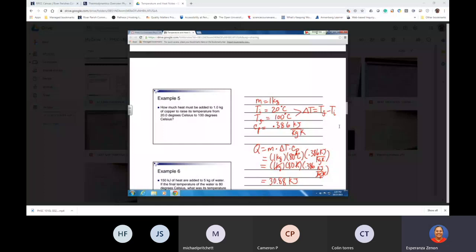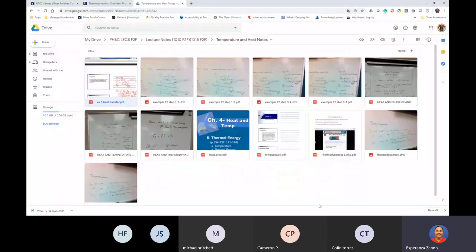We can see here that our Q comes out positive, and that is because we're putting in heat. The nice thing about this formula is when you are putting in heat, it'll turn out positive. When you are removing heat, it will automatically turn out negative if you do your subtraction with the temperature difference correctly. All right. So those are some examples of the heat transfer formula when you have a temperature difference.